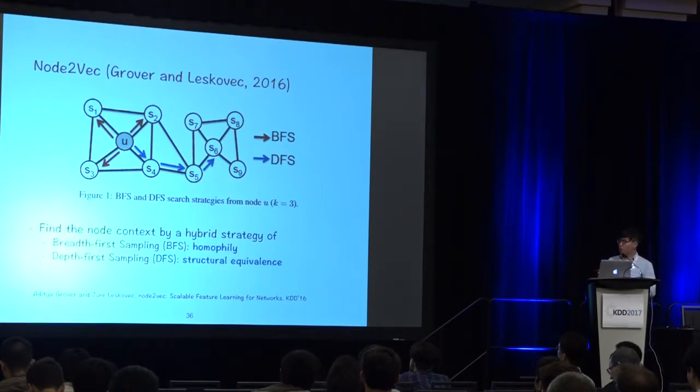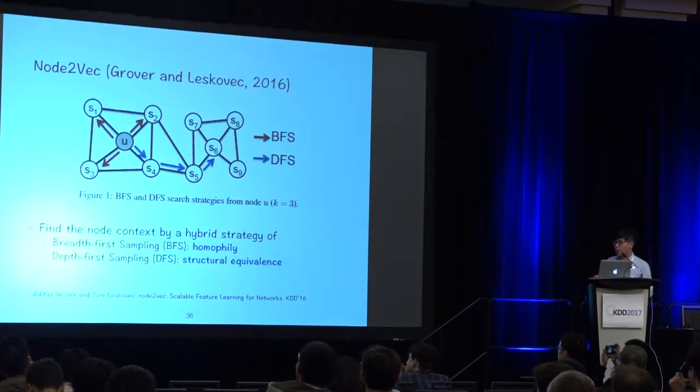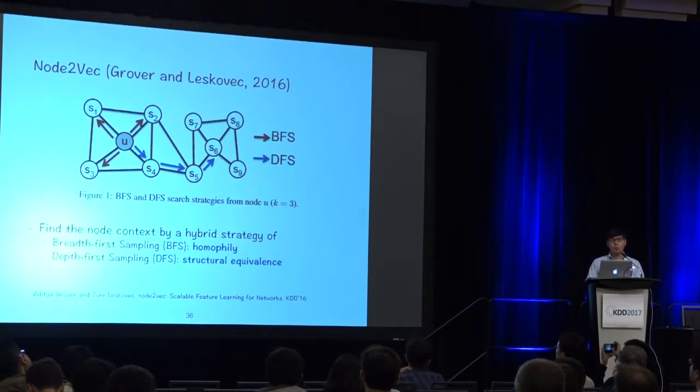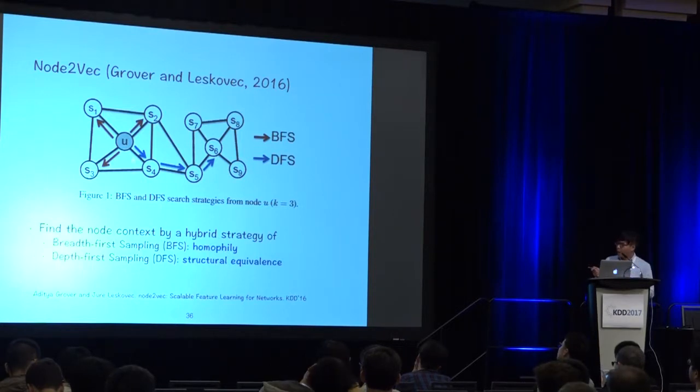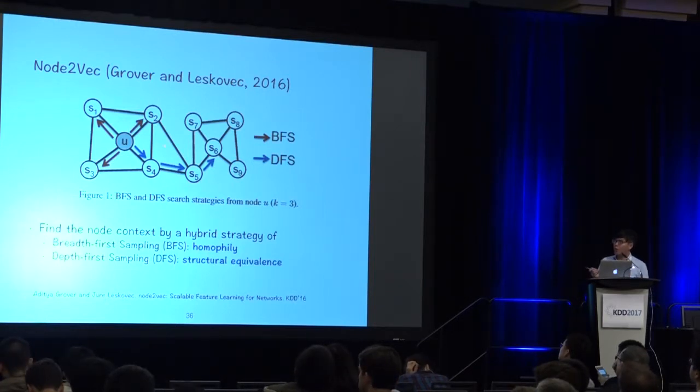So node2vec proposes an approach to find the node context using a combination of breadth first sampling and also depth first sampling. Essentially, breadth first sampling tries to model homophily in social networks, and depth first sampling tries to model structural equivalence. For example, in this network, nodes u and s6 are similar to each other because they have similar structural roles as hub nodes in the two communities. That's why they are similar to each other. Okay.